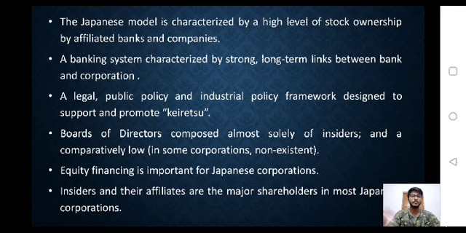Then the other point is that insiders and their affiliates are the major shareholders in Japanese corporations. We already talked about how the insiders will be the major shareholders. So the introduction can be summarized as what we are going to discuss in this seminar.